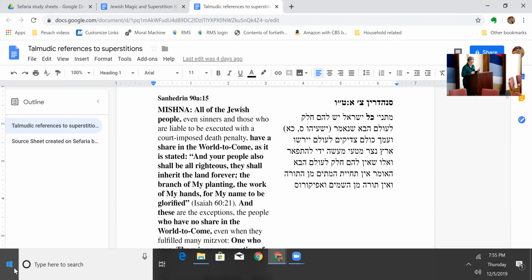But then it continues. And these are the exceptions, the people who have no share in the world to come, even when they fulfilled many mitzvot: one who says there is no resurrection of the dead derived from the Torah, and one who says the Torah did not originate from heaven, and an Epicurean who treats Torah scholars and the Torah that they teach with contempt. Now this is fascinating because this is written in a period in which there are other groups within the Jewish community who still existed, and there was a certain degree of vying, post the destruction of the temple, for what Judaism is going to look like, and who will lead the way. Now we know, from the benefit of historic time, the rabbis won.